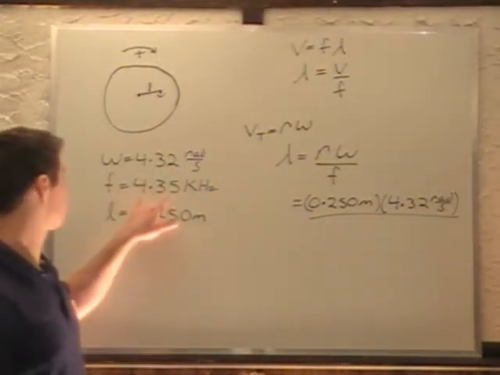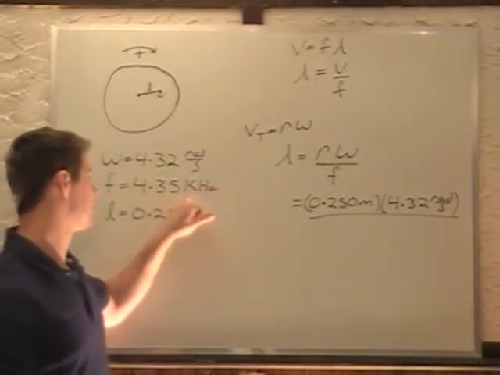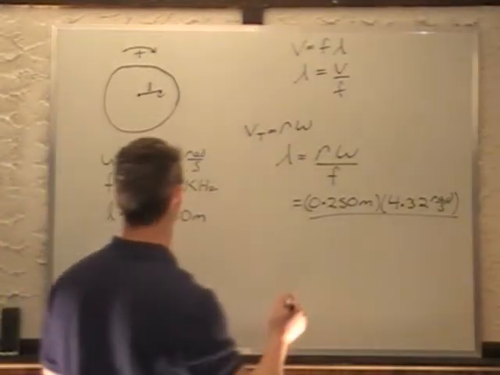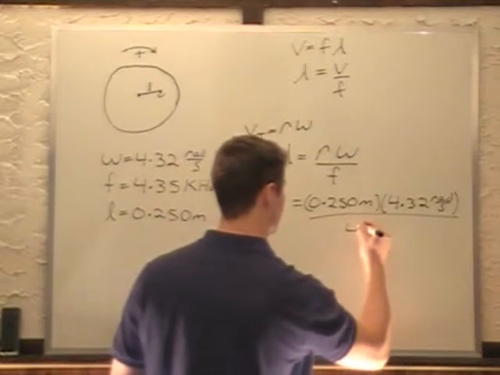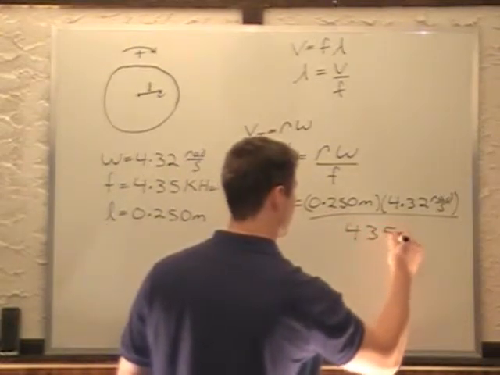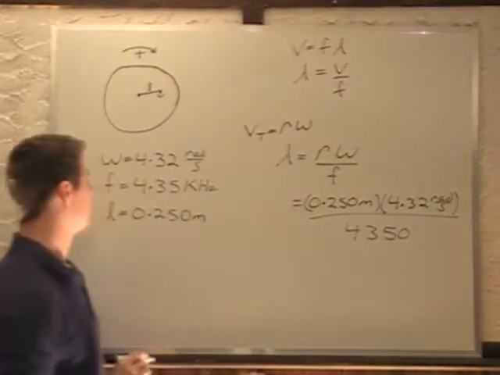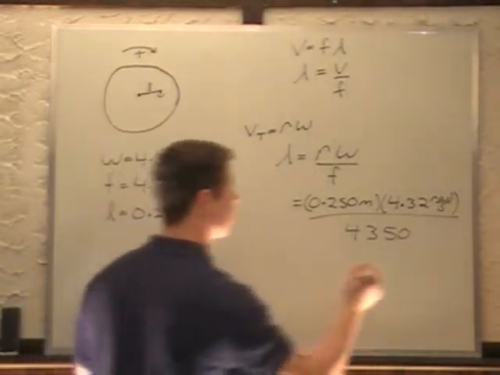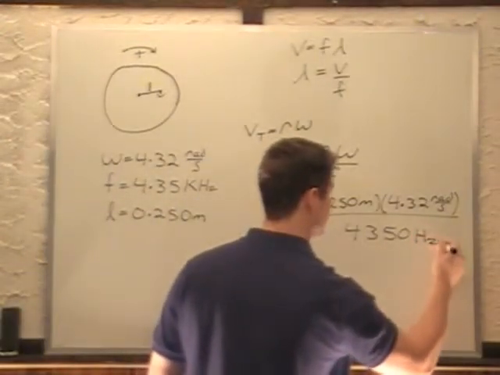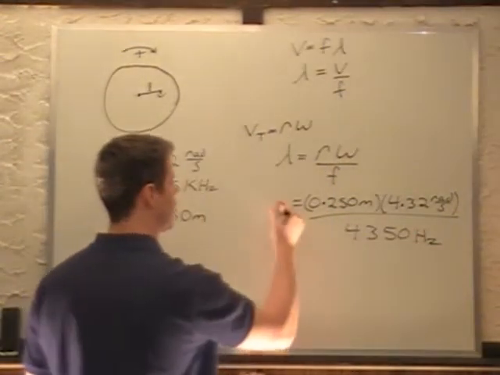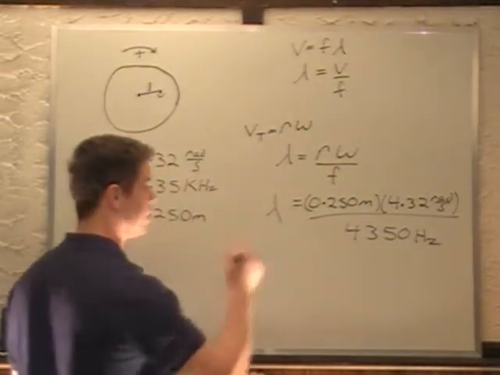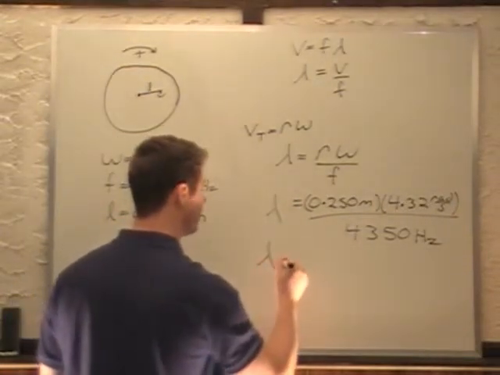Now, we've got to make sure when we put this in hertz, we cancel out that kilo. So 4.35 kilohertz is 4,350 hertz. That's what we divide by to get our wavelength. We plug all those into our calculator.